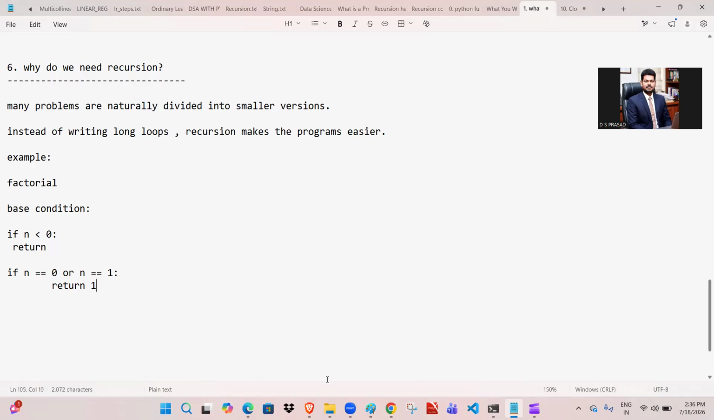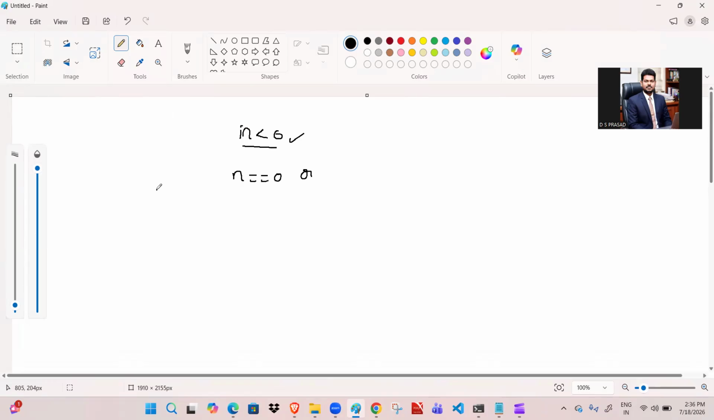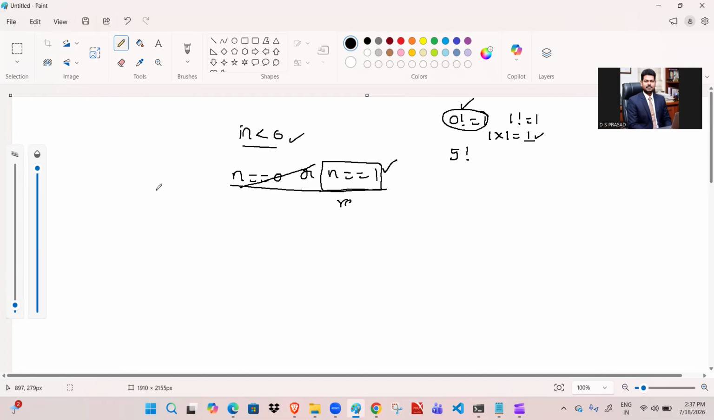Why am I taking n equal to 0 or 1? We have to decide which one is the best. The condition is n less than 0; both n equal to 0 and n equal to 1 are not required. Why is only n equal to 1 required? Because if you take 5 factorial, we know 0 factorial is 1 and 1 factorial is 1. If I multiply 1 by 1, it is 1 only. So is there any usage of this 0 factorial? No. That's why I stop at n equal to 1 and return 1.